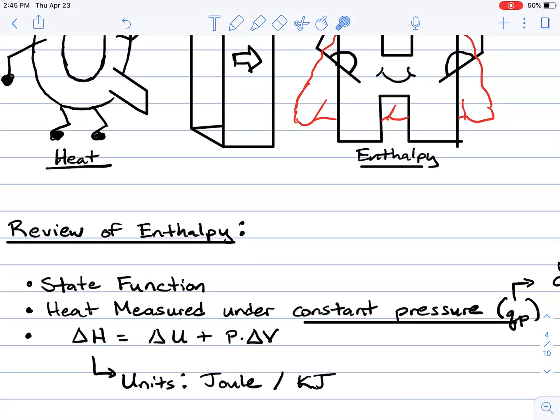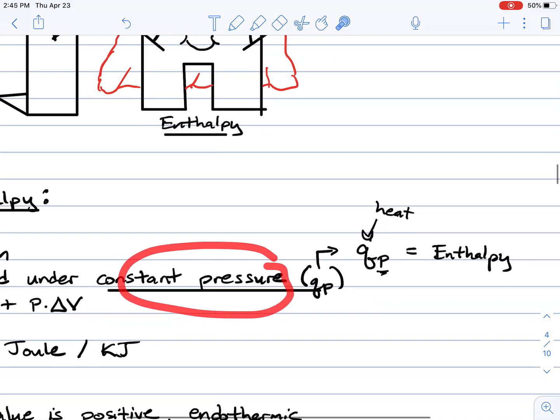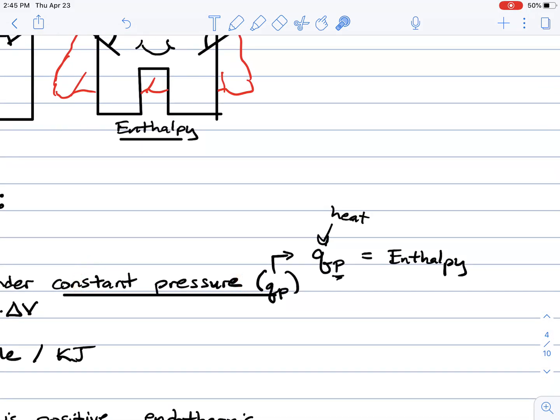All right, and so once again, I repeated it in my introduction of the cartoon. Enthalpy is heat, but it's measured under constant pressure. And so in this case, heat under constant pressure is represented as Q sub P, and we're simply replacing that term with the letter H to represent enthalpy.